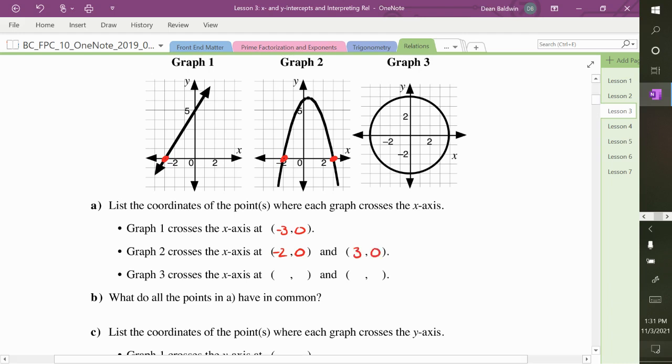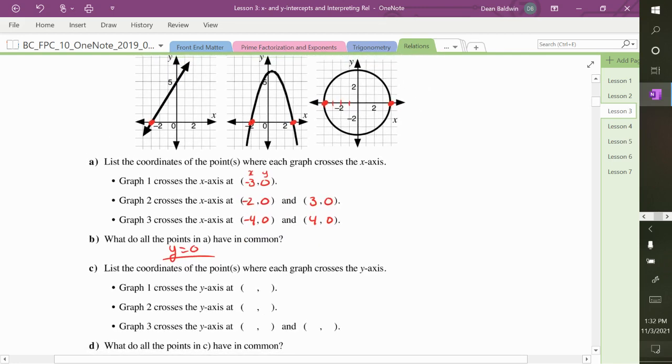All right, the circle. Same points where they cross the x-axis. What are they? -4, 0 and 4, 0. Okay, what do all the points have in common? The y value, right? Remember, this is x, y. The y value equals 0. Y is equal to 0 on every one of those.